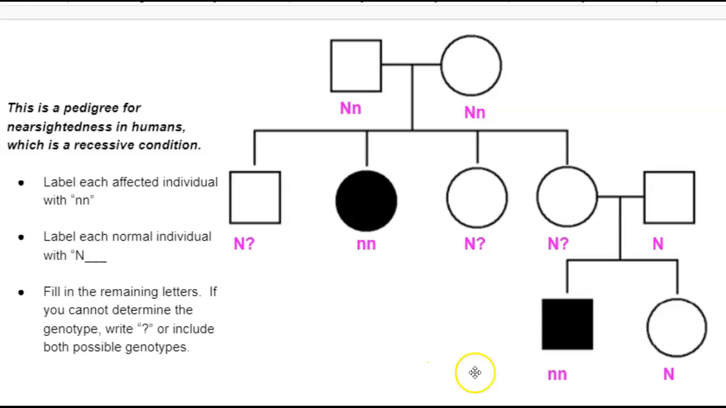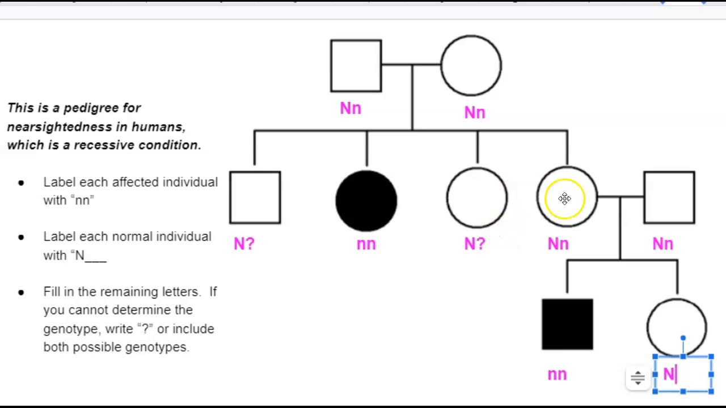Awesome. Now, if we look down here, we have another individual who has the nearsightedness condition, 2 double lowercase letters. So we know that 1 lowercase letter has to come from mom and 1 from dad. So while we wrote a question mark here, we can actually go back and say for sure this individual is going to be big N, little n. This individual here has to be big N, little n, because again, we've got to have a little n to give and a little n to give.